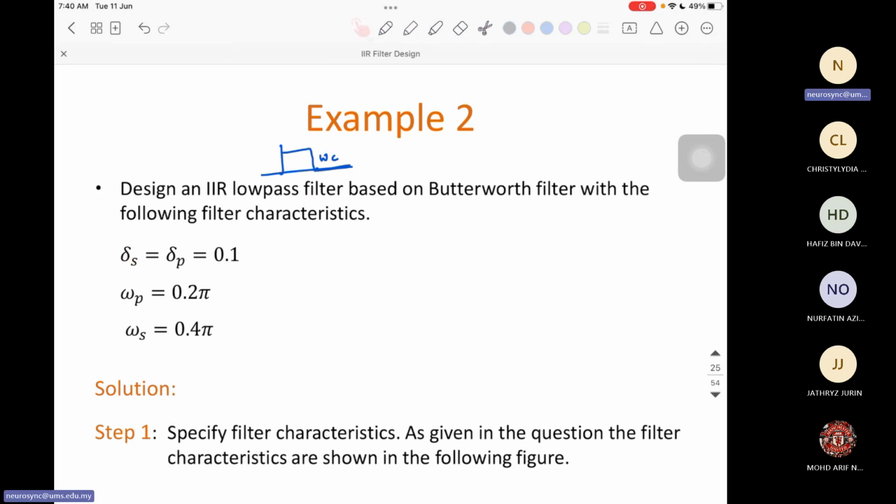Design the low pass filter based on the Butterworth filter with the following filter characteristics. The pass band ripple is equal to 0.1, the pass band edge frequency is 0.2 pi, and the stop band edge frequency is 0.4 pi. So if I want to plot these characteristics, then I know the non-ideal characteristics.